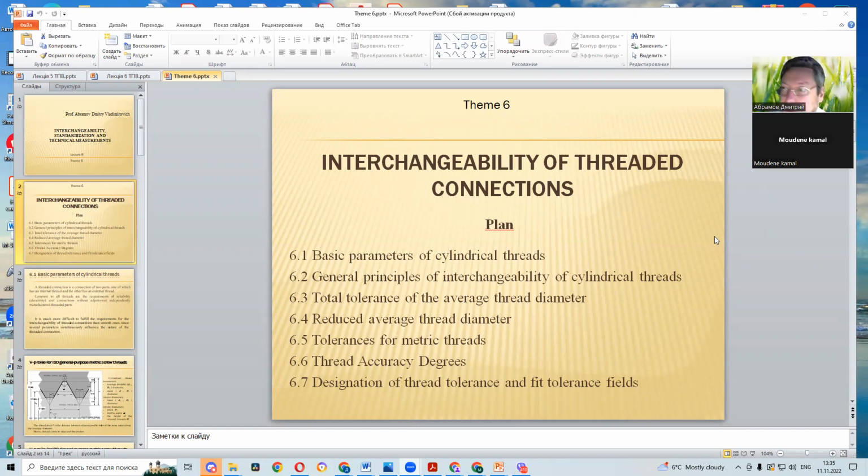We start our lesson, and today is theme 6, interchangeability of threaded connection. We have the plan of our lecture. Please write down our plan in your notes.